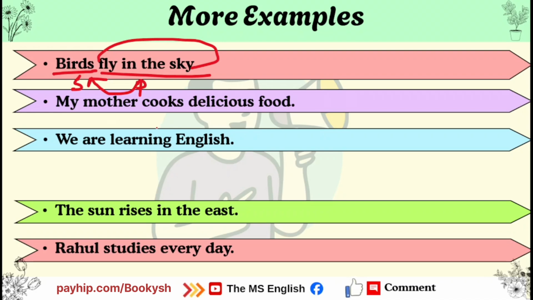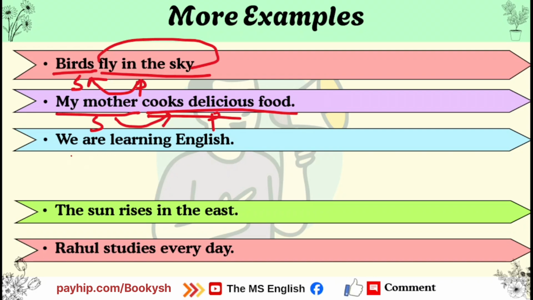My mother cooks delicious food. Here my mother is subject and cooks delicious food is predicate. So we are saying something about the subject. What we are saying, that my mother cooks delicious food. So as I am saying something about my mother, what I am saying, this is called predicate. So my mother is subject, and the rest of the remaining portion is predicate.